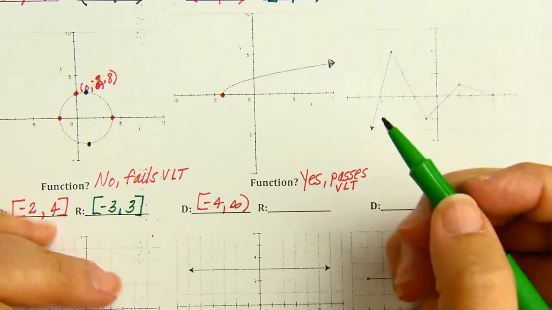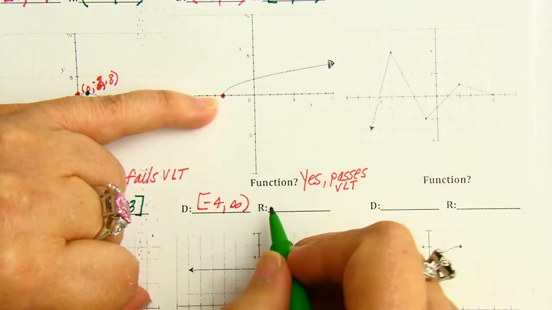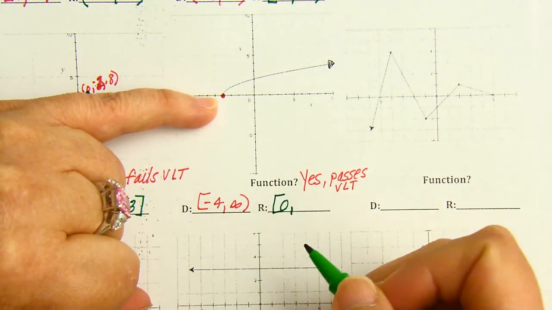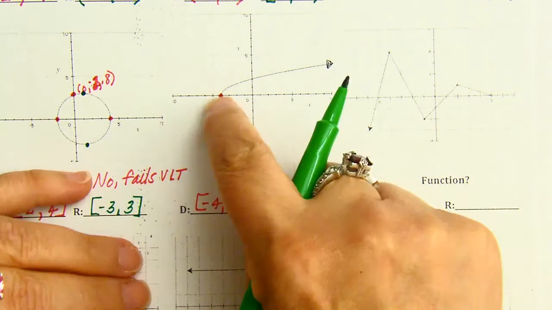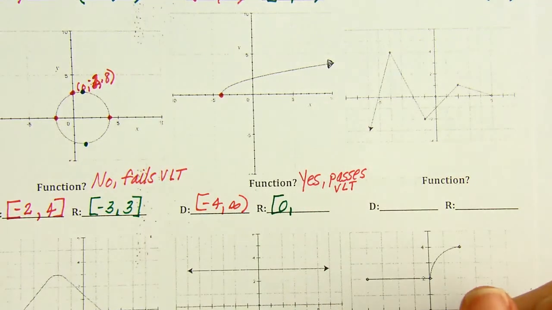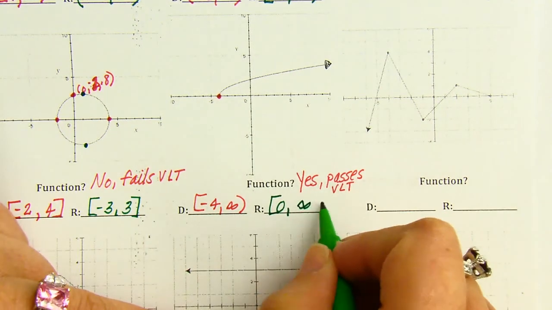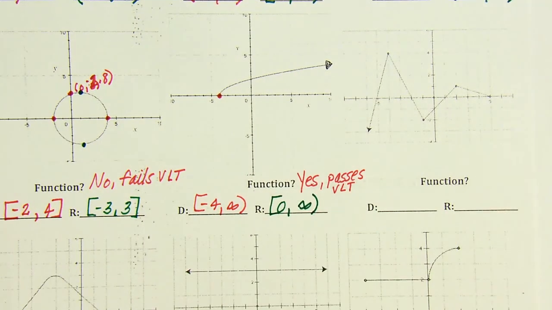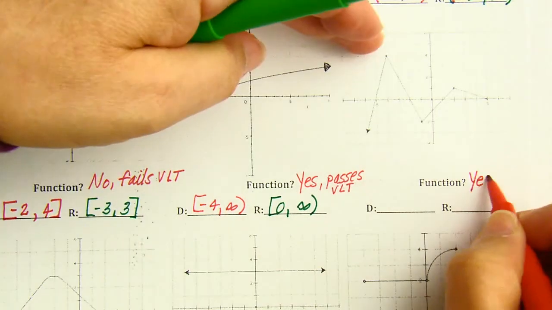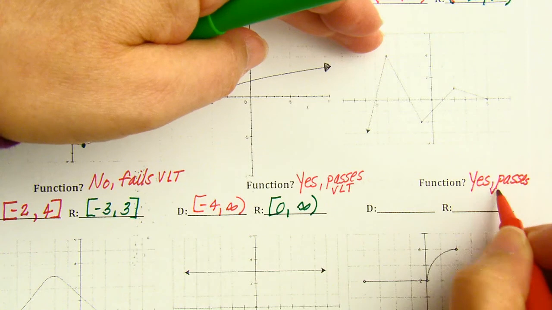The range. This is a definitive low point on the y's. So I'm starting at 0 and including it, and it's going up, up, up. This graph is going to eventually rise and get higher and higher. And so all those y values are found on there going in the direction of positive infinity. The next graph, is it a function? You say, yes. It passes the vertical line test.